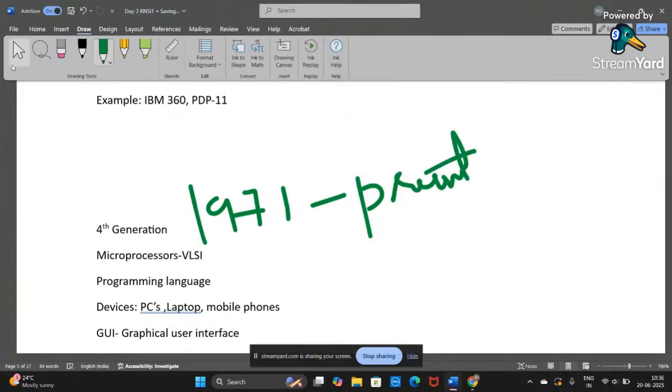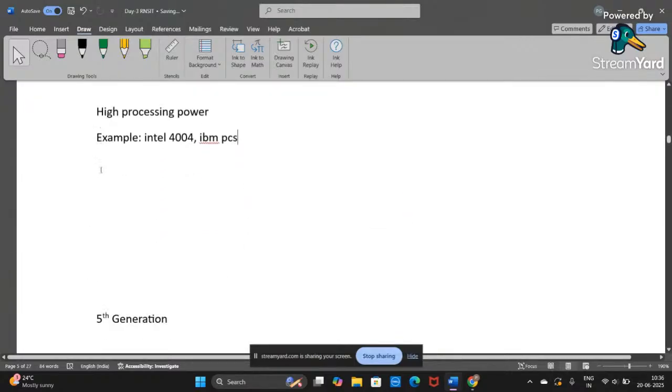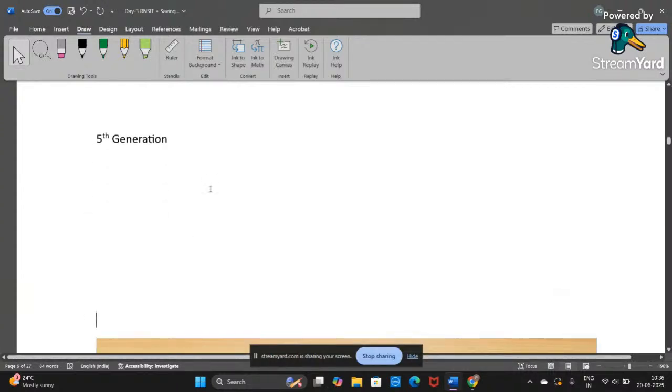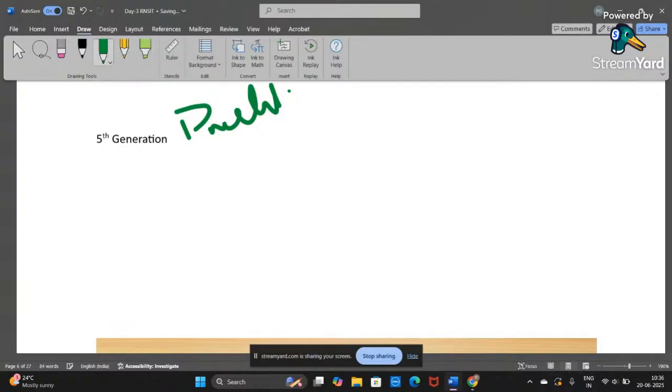So now let us see about fifth generation. Fifth generation is present and beyond. This is AI technology. Technology used in this is AI, machine learning.